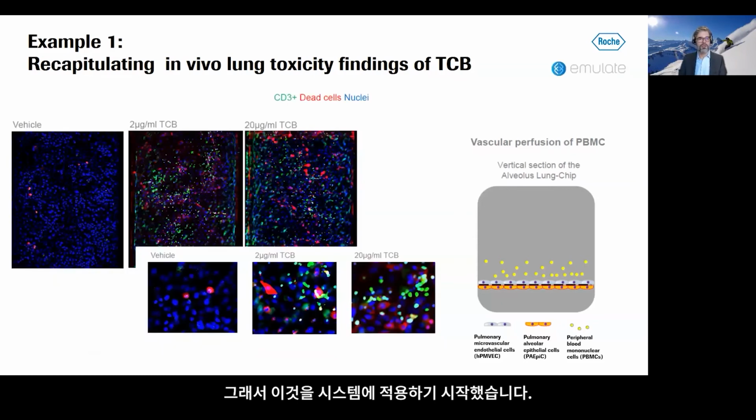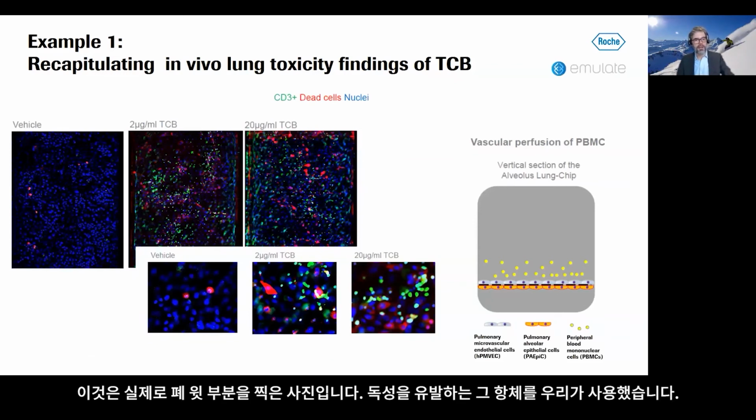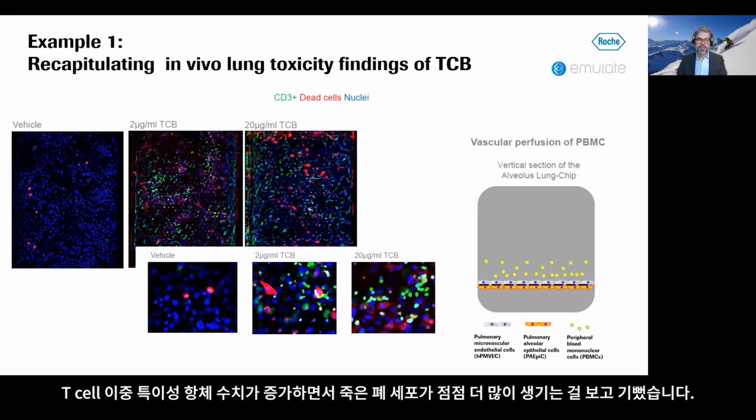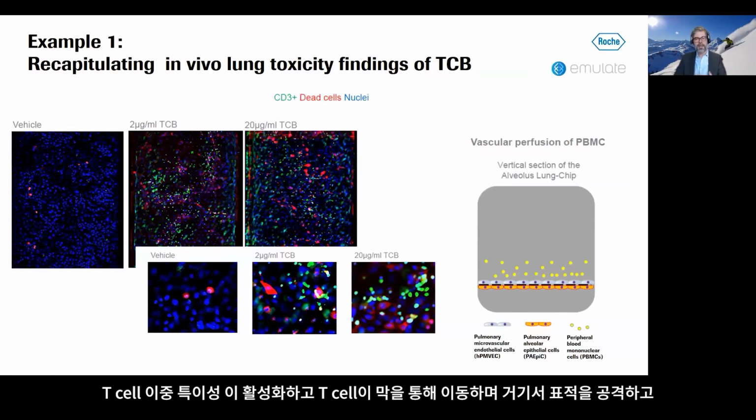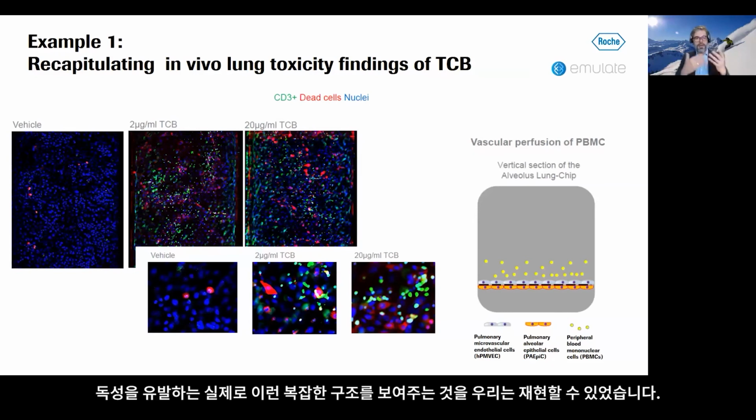And so we started to apply the system. This is actually a picture from the top lung compartment side. And we used that antibody that caused the toxicity. And we were actually quite happy to see that with increasing concentration of the T-cell bispecific antibody, we started to see more and more dead lung cells. So indicating that indeed this complex mechanism of the T-cell bispecific activating a T-cell, migrating through the membrane and there hitting the target and causing toxicity, we could recapitulate that.